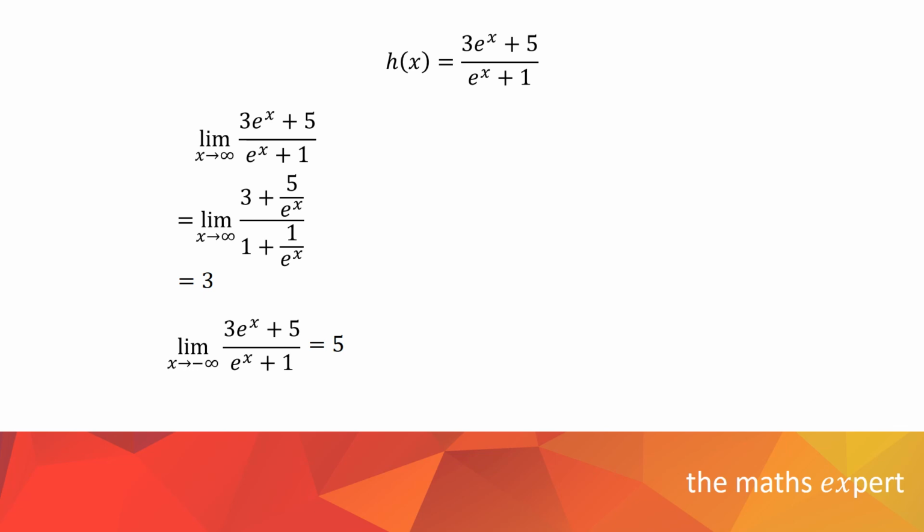To round things off, does this function have any vertical asymptotes? Can e to the x plus 1 equal 0? Without rearranging to solve, we should know this is not possible, as e to the x and 1 are both positive. So e to the x plus 1 must be greater than 0. We should be more specific actually, as we know it is actually greater than 1.